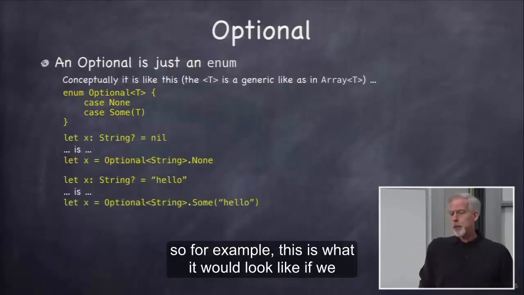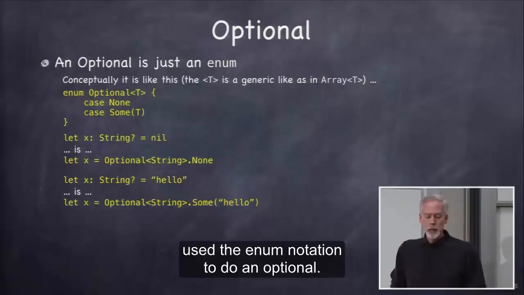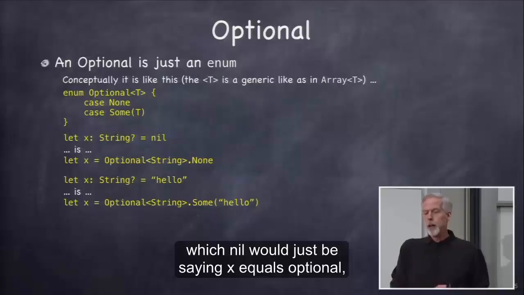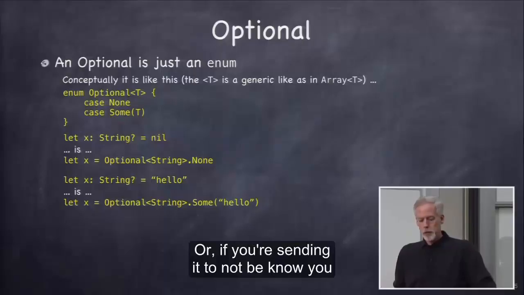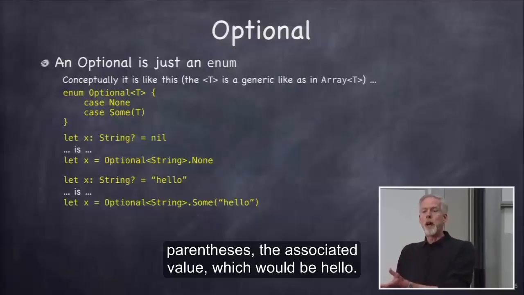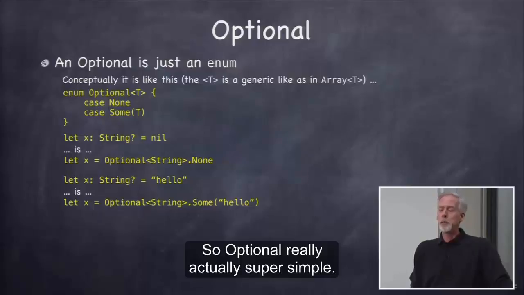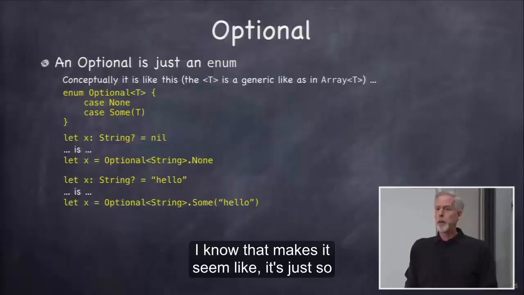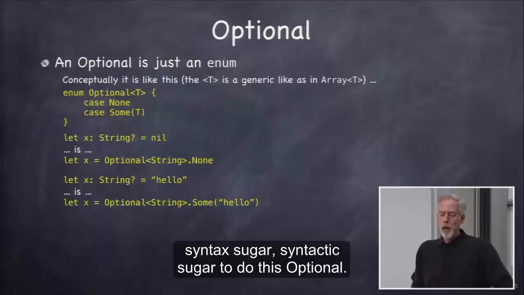So that's all an optional is. And so, for example, this is what it would look like if we used the enum notation to do an optional. Saying x, which is an optional string, equals nil, would just be saying x equals Optional angle bracket String dot none. Okay? Or if you're setting it to not be none, you would say Optional angle bracket String dot some, parentheses, the associated value, which would be hello. Does that make sense? So optional is really actually super simple. The question mark and the exclamation point make it seem like, whoa, it's really complicated, but it's pretty simple, really. It's just syntactic sugar to do this optional.